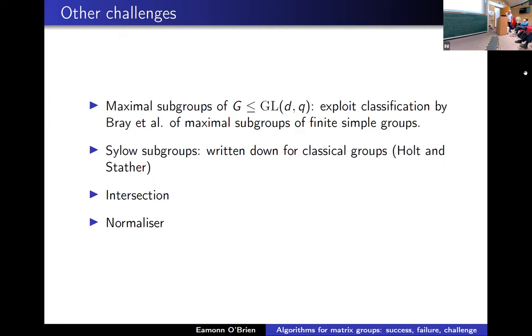Well, that's a massive challenge that you don't care about. It's a massive challenge from a practical point of view. It's not a massive challenge from the statement we were aiming for, which was, can we find the composition factors in polynomial time?